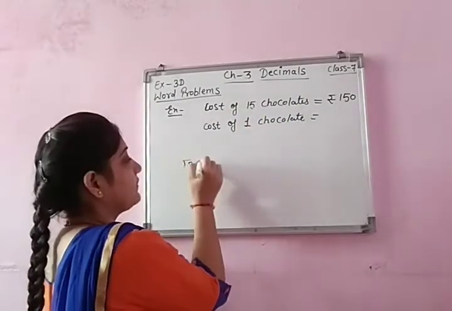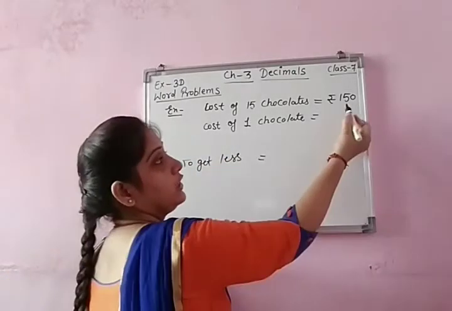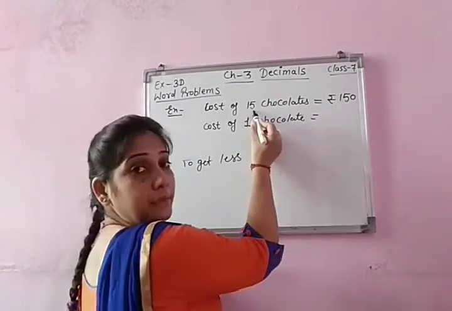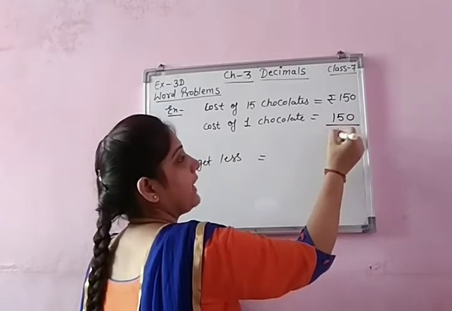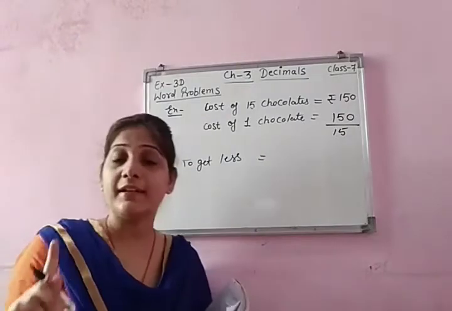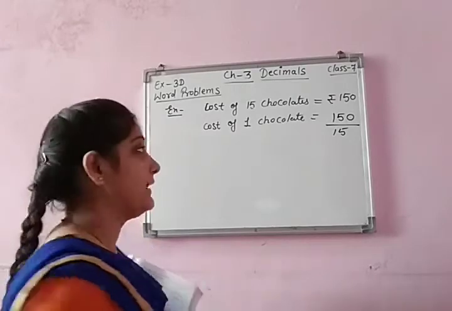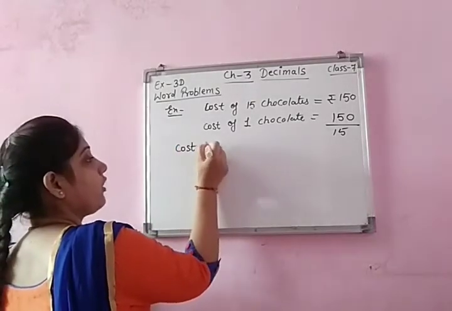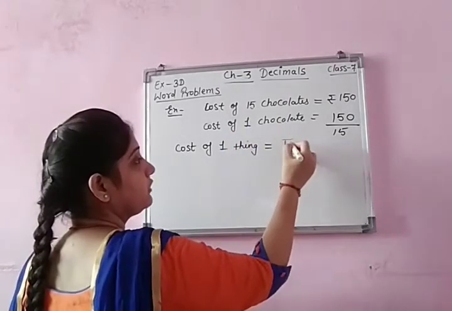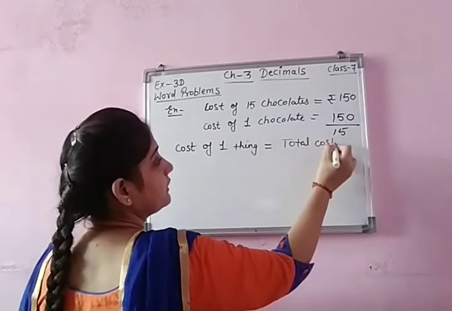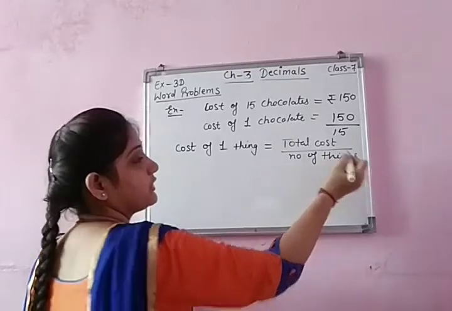So to get less, what do we have to do? Divide. And what do we have to divide? The total cost divided by the number of chocolates. So total cost 150 is divided by 15. Okay. So one formula is that whenever you want to find the cost of one thing, you need to divide the total cost by the number of things, the number of articles which is given to you.